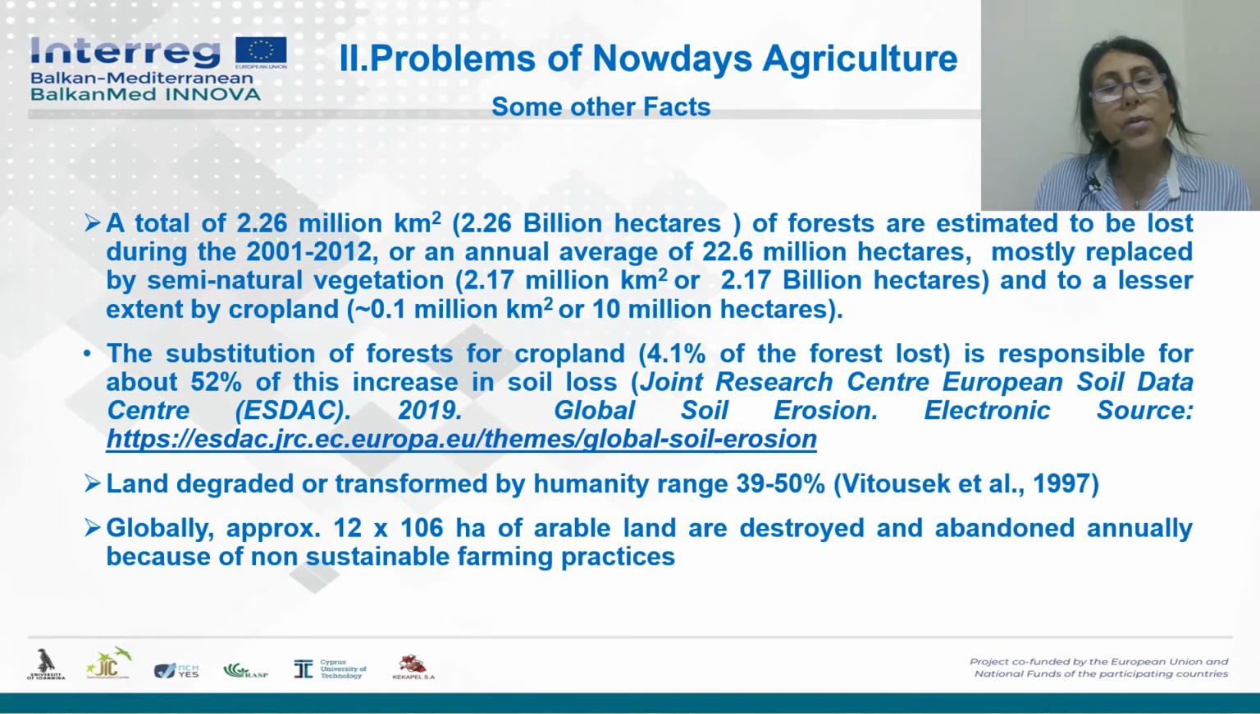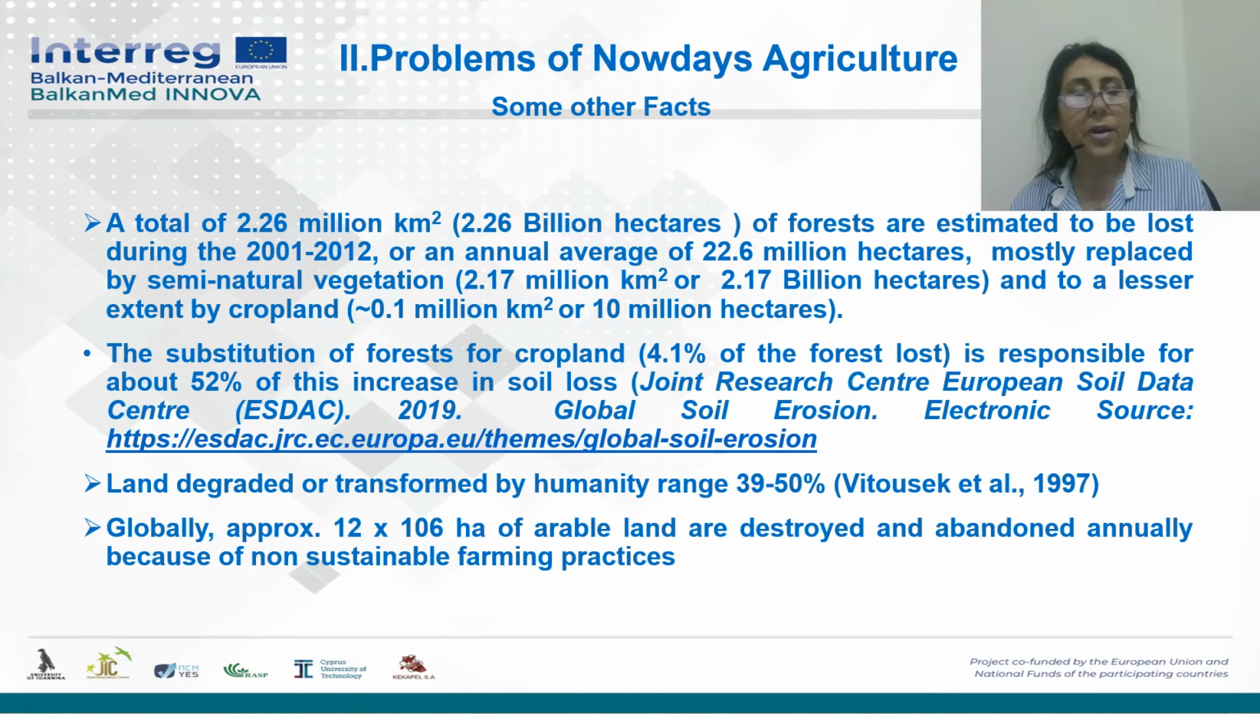A total of 2.25 million square kilometers of forest are estimated to be lost during the period of 2001-2012, having an annual average of 22.6 million hectares, mostly replaced by semi-natural vegetation, and to a lesser extent by cropland. The substitution of forest for cropland is responsible for about 52% of this increase in soil loss.